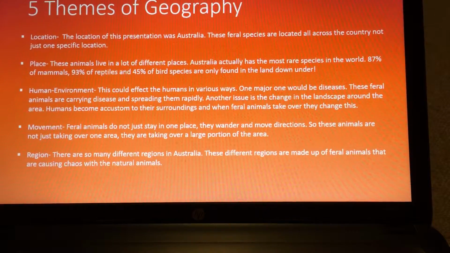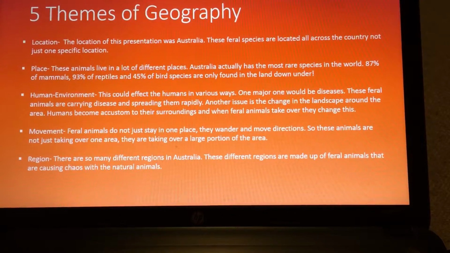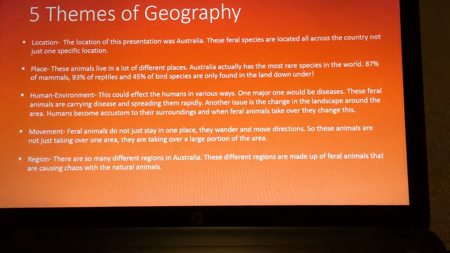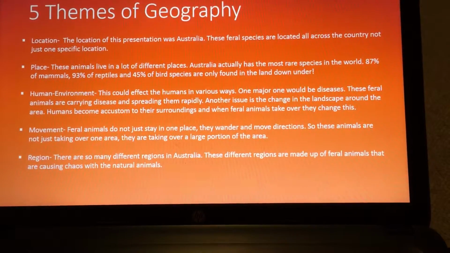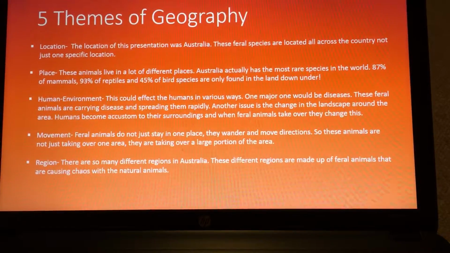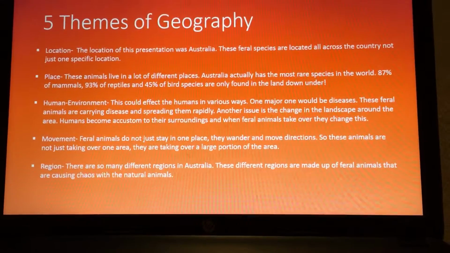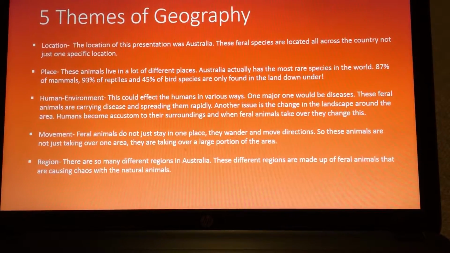Movement. Feral animals do not just stay in one place. Again, they wander and move directions. So these animals are not just taking over one area, they're taking over a very large portion of the area. They're making sure that they, you know, reproduce and get out there and do what they're there to do. They want to make that place their home, their native home.